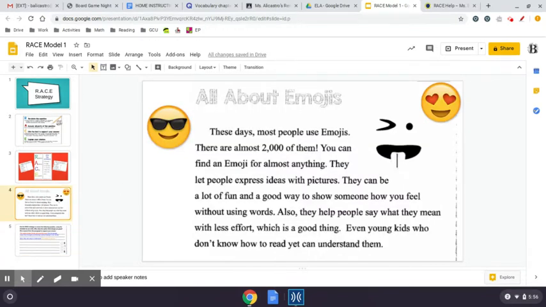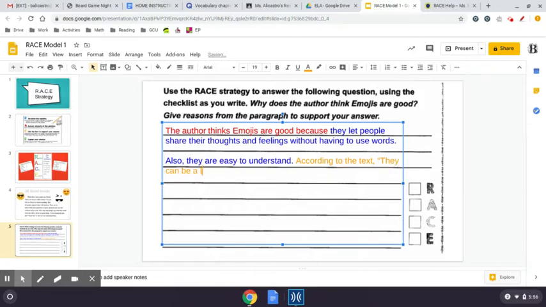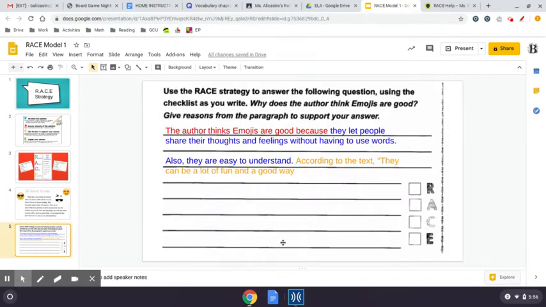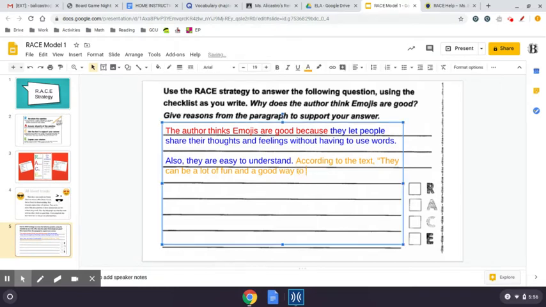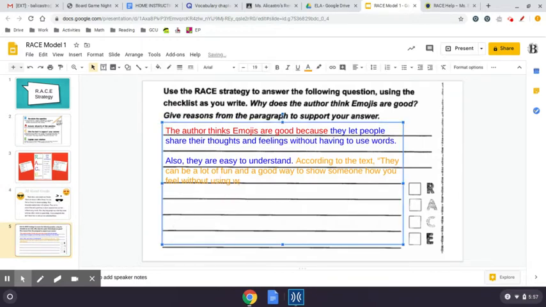So I'm going to say they can be a lot of fun and a good way, now I have to go back here, and a good way to show someone how you feel without using words. Okay, so there's my evidence, right? I cited, I put it in quotation marks. Notice how I put my ending quotation marks because that was the end of the quote, right?